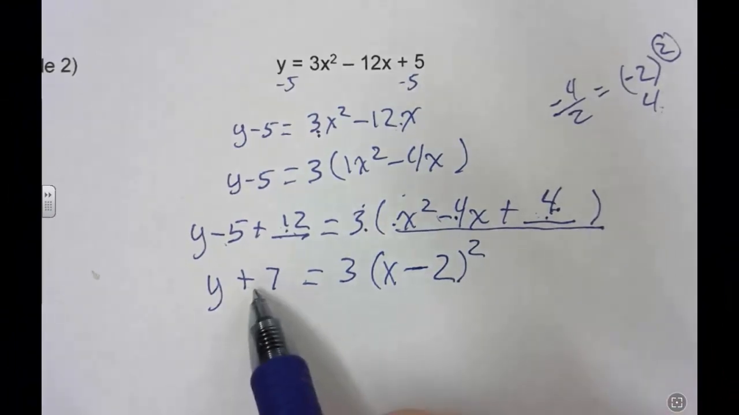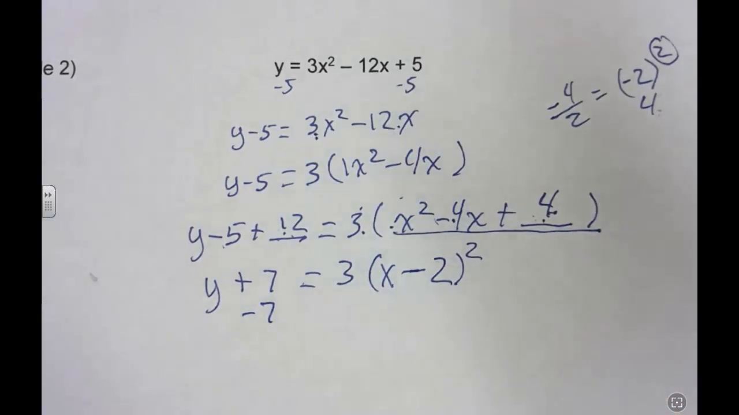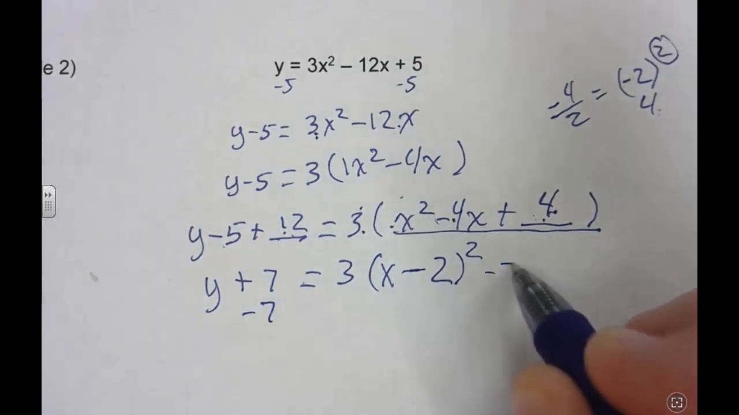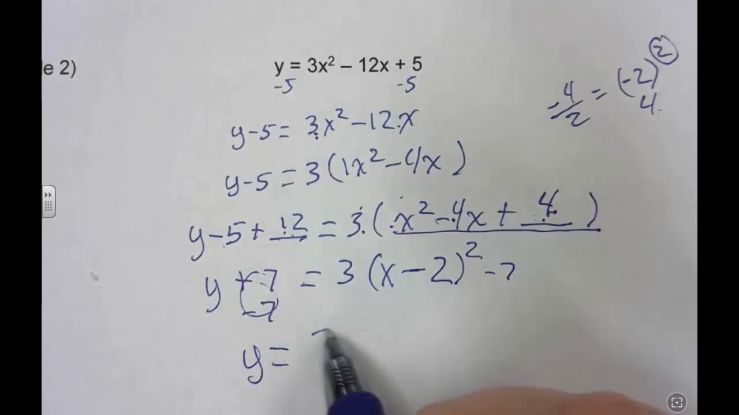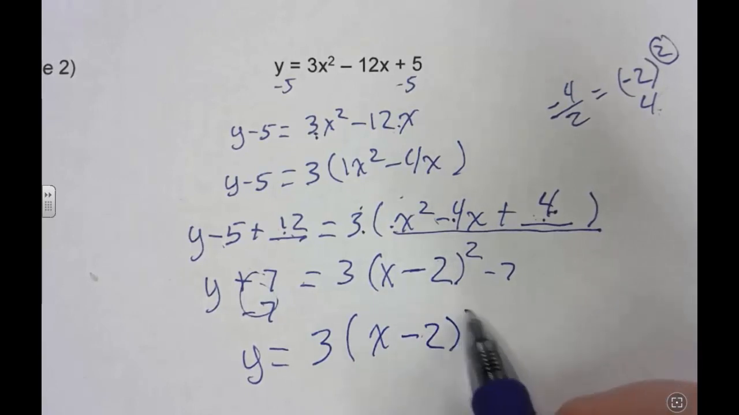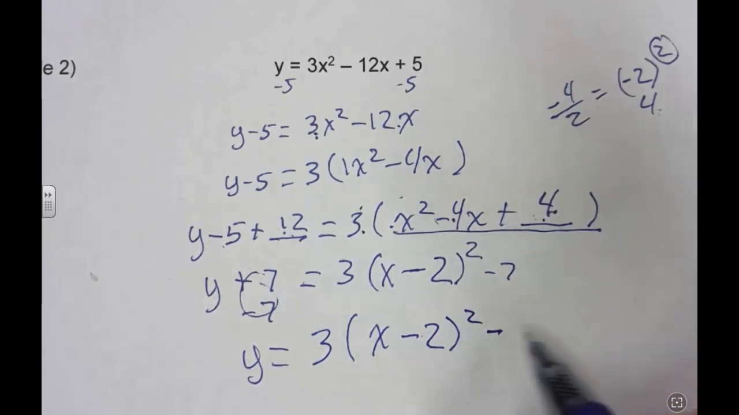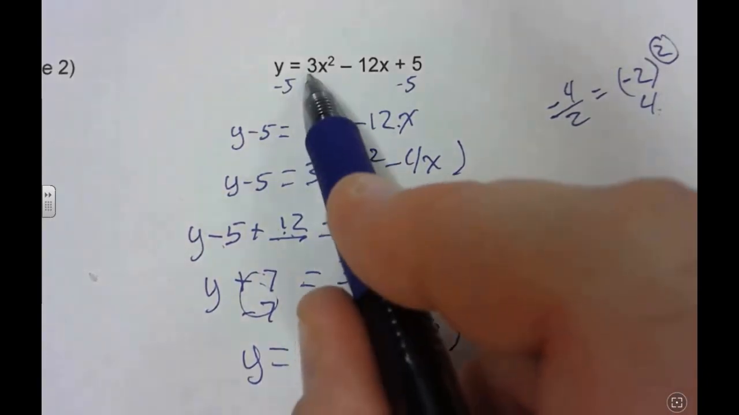Now the last step is to bring the 7 back over, so I'm going to eliminate the 7 from the left, and I'm going to subtract another 7 from the right. So this becomes a 0, and I'm left with y equals 3 times (x minus 2) squared minus 7. Now remember, this is my a value. This is my leading coefficient, so that's the same one there.